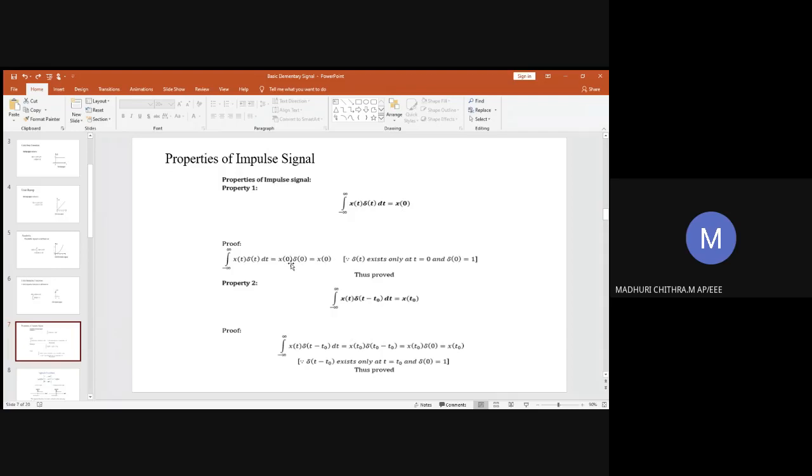What happened to del of 0? This is the question that has arisen in your mind, right? Del of t exists only at t equal to 0. So del of 0 equals 1. What's the value of del of 0? Its value is 1. So the answer is x of 0. Here, integration from minus infinity to infinity of x of t del of t into dt equal to x of 0.